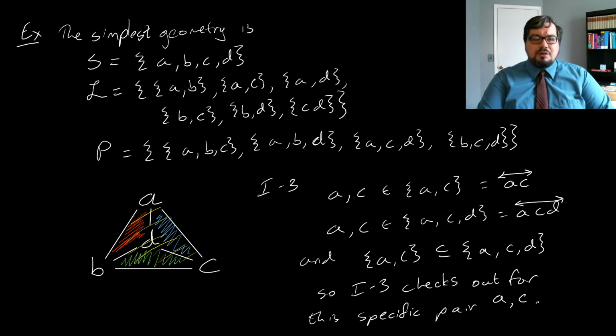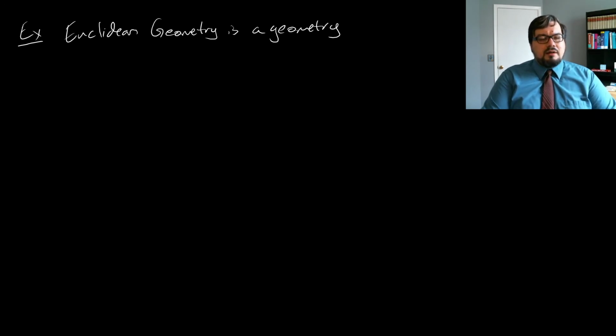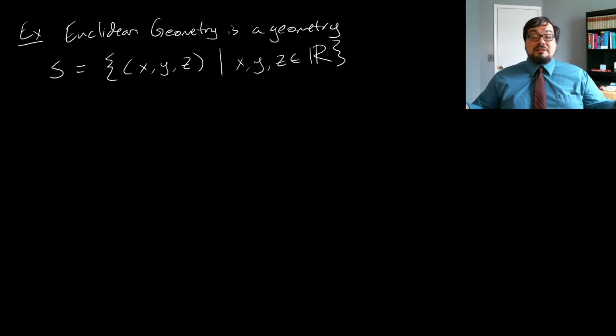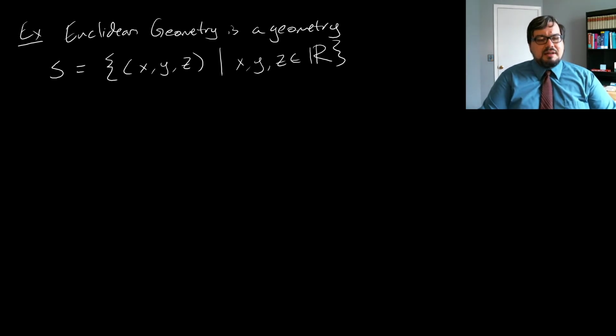On the other hand, one of our most complex geometries that we can work with is Euclidean geometry. So Euclidean geometry is a geometry where our set of points, our space, that's what the capital S stands for, is the set of all points x, y, and z, where x, y, and z are real numbers. So this is just three-dimensional space, x-axis, y-axis, z-axis. So that'd be our space.